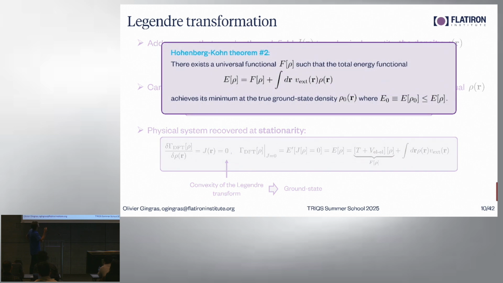So this is exactly the second theorem of Hohenberg-Kohn, which is essentially written here, and it is that the energy of the ground state is a functional of the density, where you have this term here, which is a universal functional.